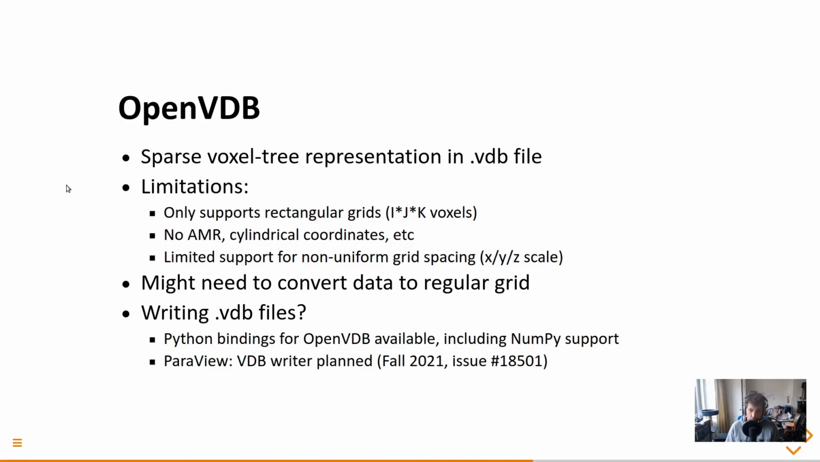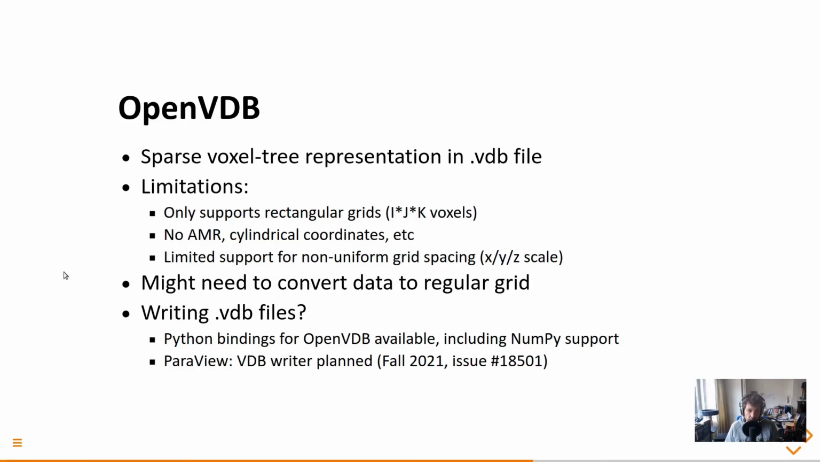One is that it's only suitable for rectangular grids, so there's no adaptive mesh refinement. You cannot do cylindrical coordinates and stuff like that. You can have different scaling in X, Y, Z, but you can't have non-uniform scaling along one axis. So for certain simulation types or data types, that might be a limitation that you need to overcome. So you might need to convert your data first or resample it to a regular grid.